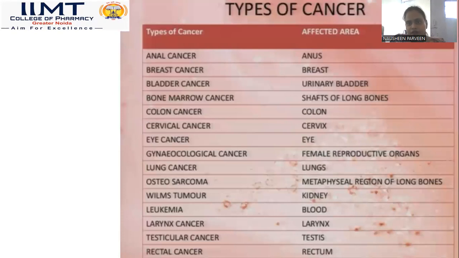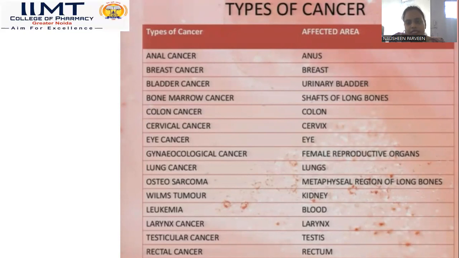Next is the types of cancer. Anal cancer, affected area is anus. Breast cancer, affected area is breast. Bladder cancer, affected area urinary bladder. Bone marrow cancer, affected area shaft of long bone. Colon cancer, affected area colon. Cervical cancer, affected area cervix. Eye cancer, affected area is eye. Gynecological cancer, female reproductive cancer, the affected area is the female reproductive organ.